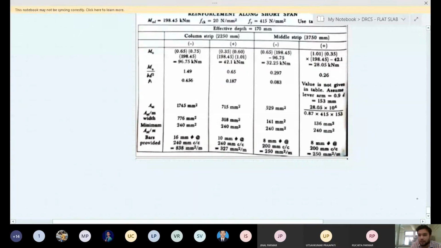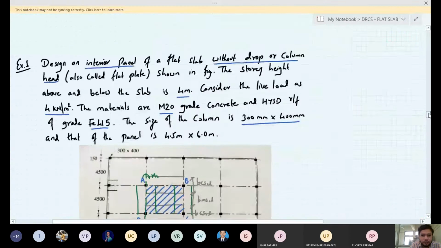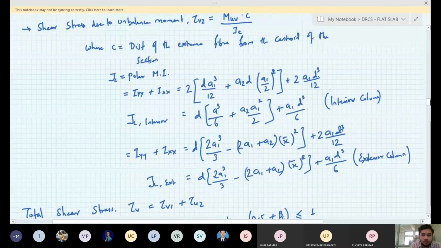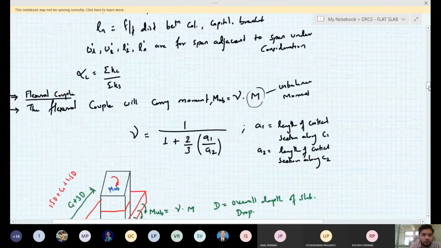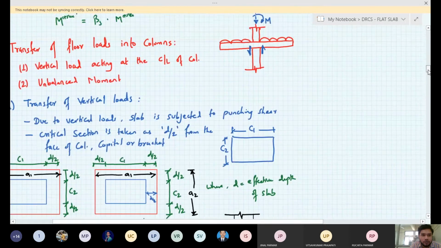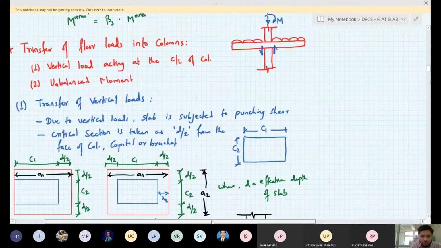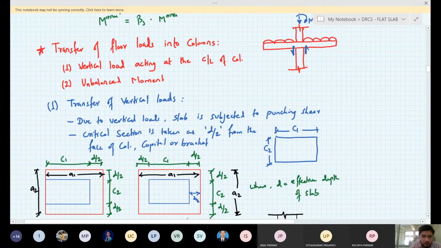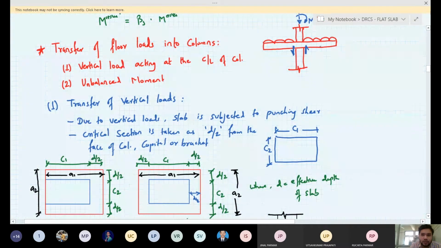So if you remember in the theory part, we saw the transfer of unbalanced moment or transfer of floor loads to the column. The transfer of the floor load into the column is done through two ways. Vertical load directly acting at the center line of the column, that is the direct load, and the unbalanced moment which may arise due to the unequal loading on adjacent spans or due to the unequal span lengths.